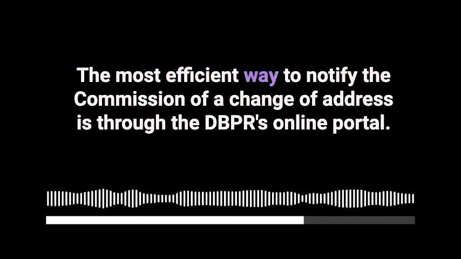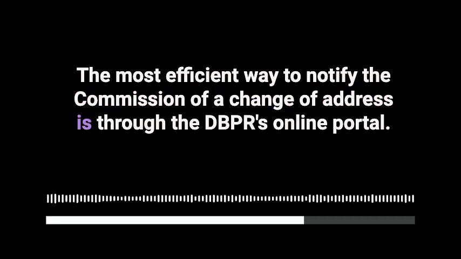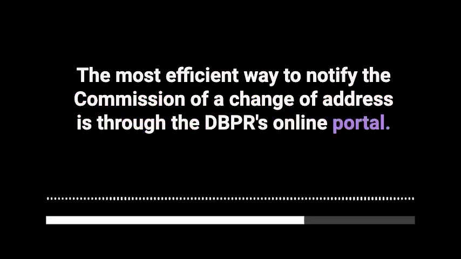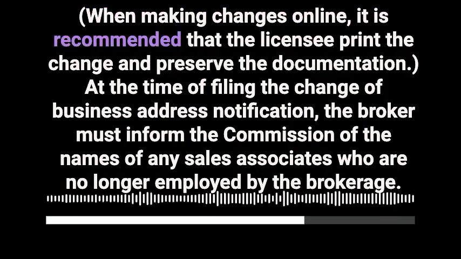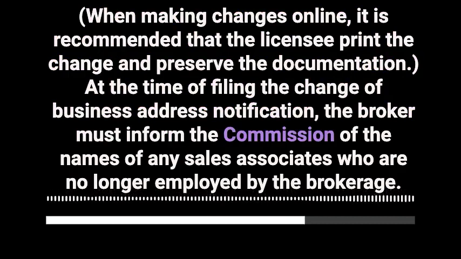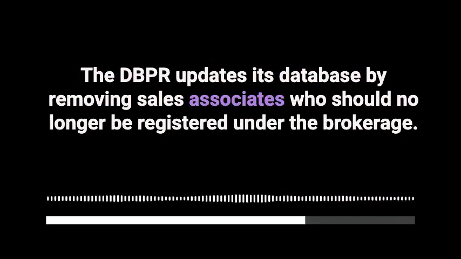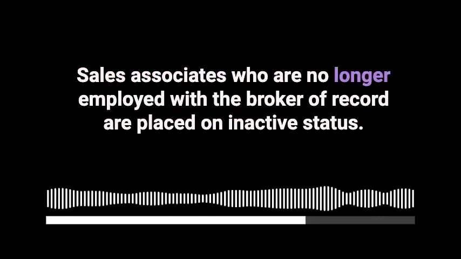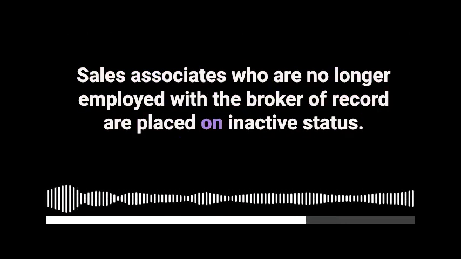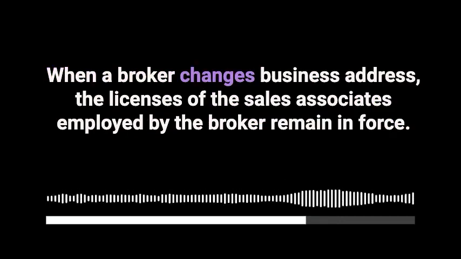The most efficient way to notify the Commission of a change of address is through the DBPR's online portal. At the time of filing the change of business address notification, the broker must inform the Commission of the names of any sales associates who are no longer employed by the brokerage. The DBPR updates its database by removing sales associates who should no longer be registered under the brokerage. Sales associates who are no longer employed with the broker of record are placed on inactive status. When a broker changes business address, the licenses of the sales associates employed by the broker remain in force.